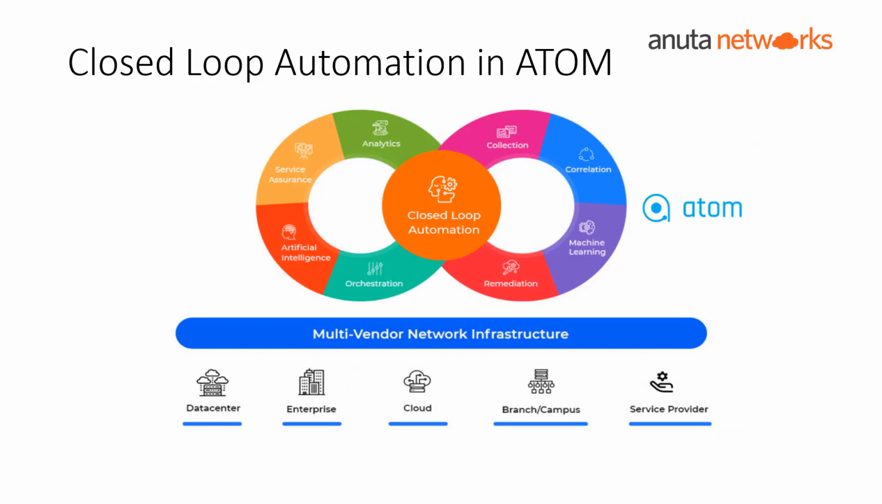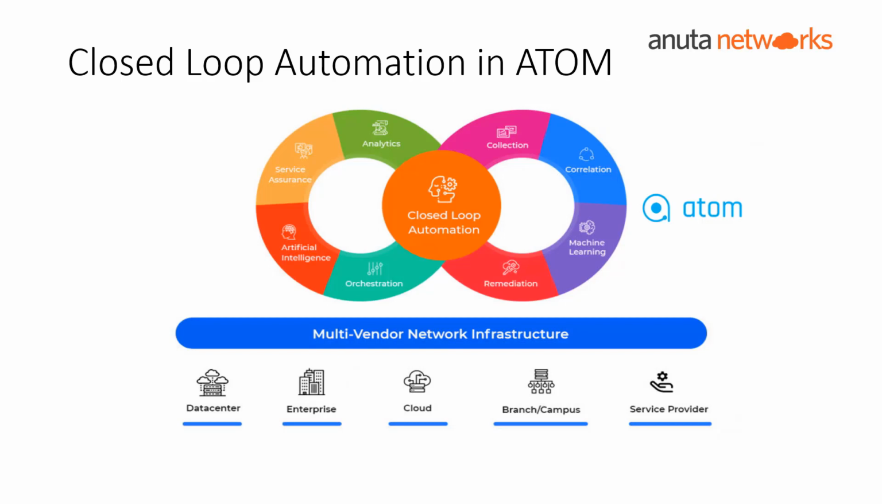With Atom in the network, the closed-loop automation works in a very similar manner. It uses the power of telemetry data, applying analytics on top of it, correlating it with the policy specified in Atom, and thus taking remediation actions to provide service assurance.